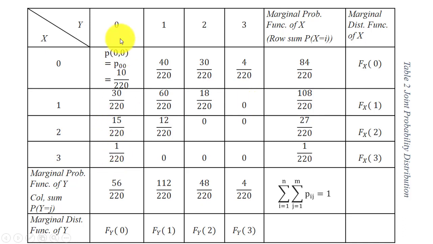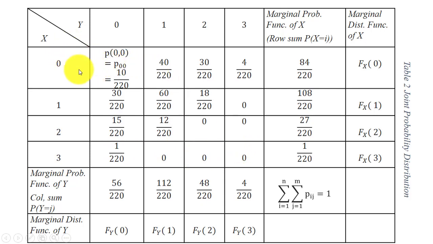Similarly, 2 red and 0 black, that is 15 by 20. 2 red, 1 black. 2 red, 2 black, the balls are increased to 4. That is not possible here because we are selecting only 3 balls. 2 red and 2 black counts 4 balls, which is 0. So again, these are zeros. And 3 red and 0 black, that is 1 by 20, and so on.